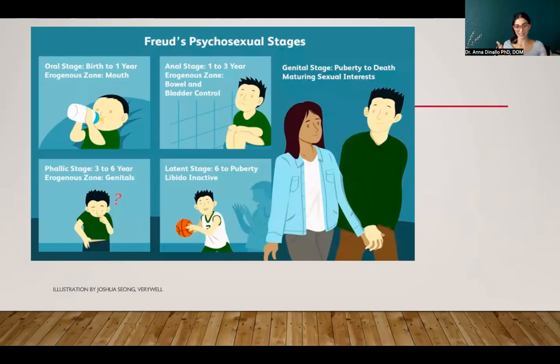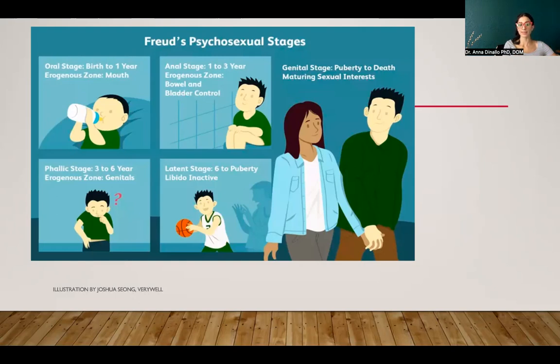And then the latency stage is 6 years old of puberty all the way to an inactive libido. And then the genital stage just becomes when sexual interest matures.